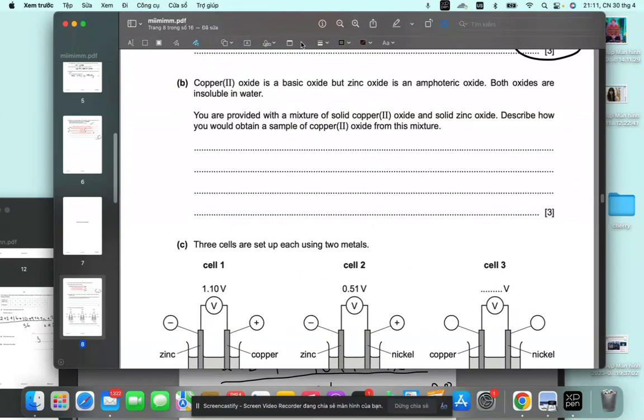Copper oxide is a basic oxide, but zinc oxide is amphoteric. Describe how you obtain a copper oxide from the mixture. Both are insoluble in water. So we could react this with an acid because they're insoluble in water. We cannot mix it in water. Copper oxide reacts with acid, and zinc oxide is amphoteric, means it reacts with both.